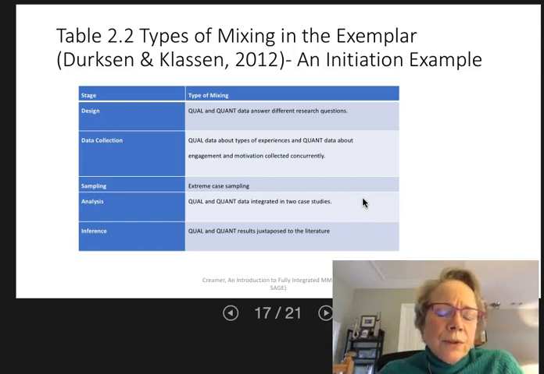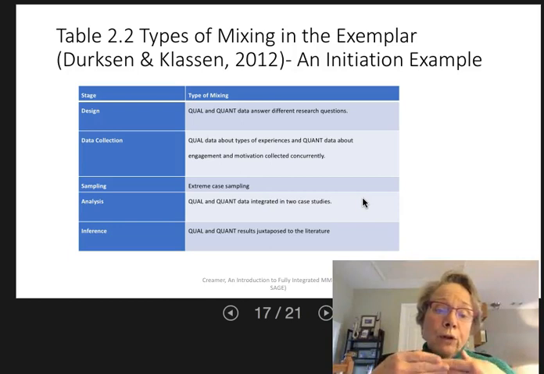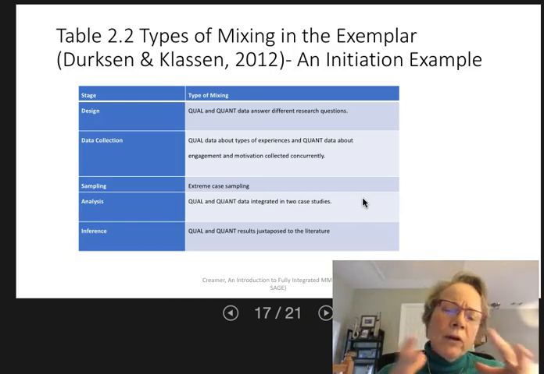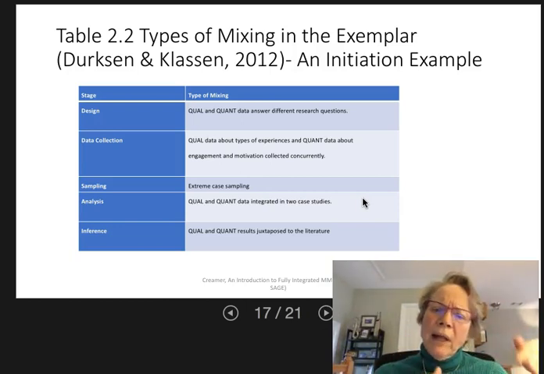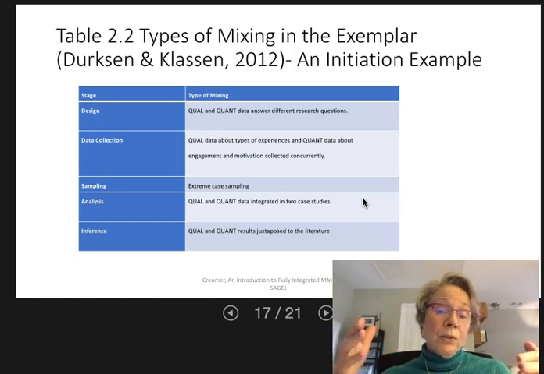And this introduces the possibility that if you chose to use those labels, initiation, triangulation, complementarity, expansion, there can be more than one reason for mixing. And when there's more than one reason for mixing, then the labels get a little bit more complicated, and you have to decide, okay, I have lots of reasons for mixing. Maybe it's not helpful to use the typology, or maybe I need to use multiple labels for mixing.